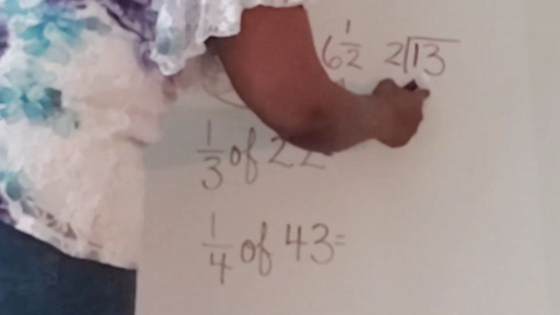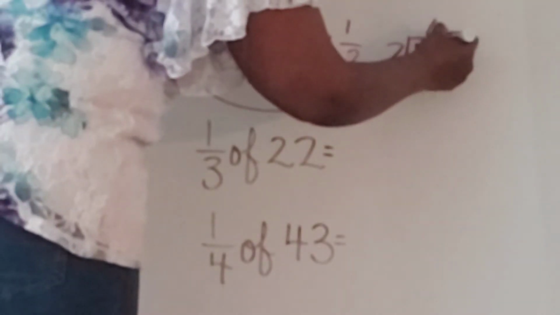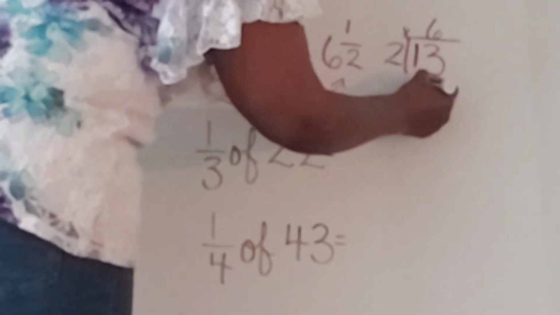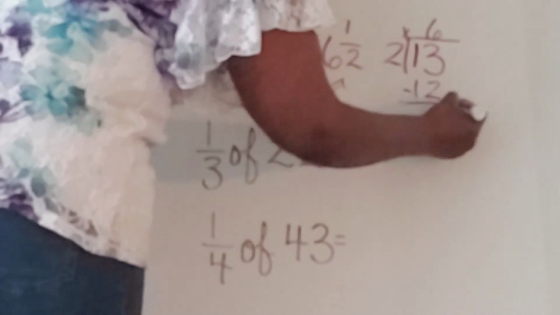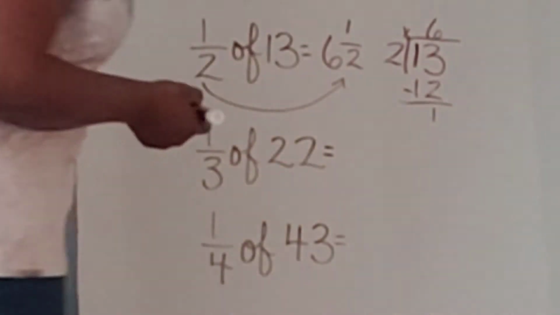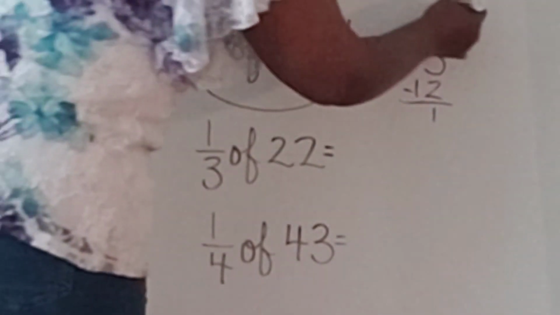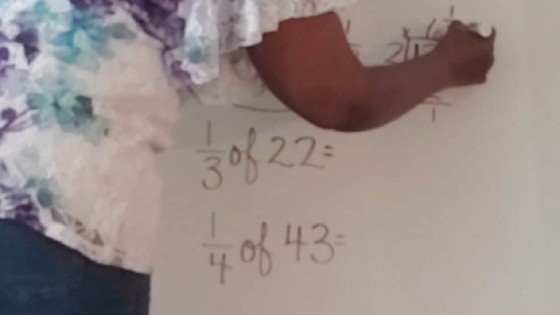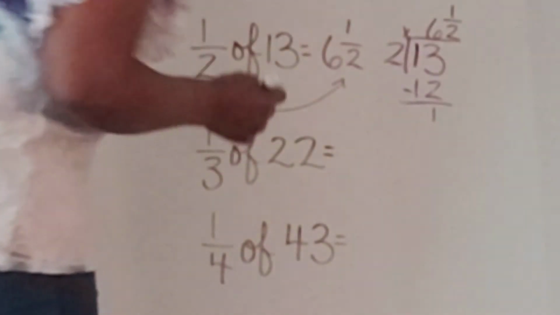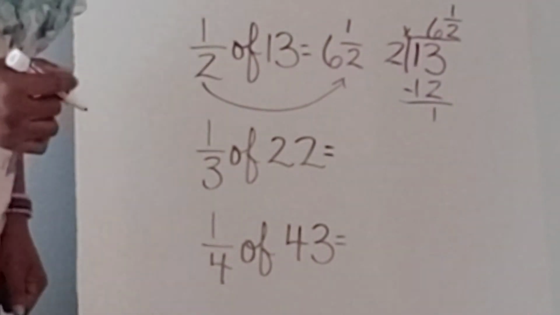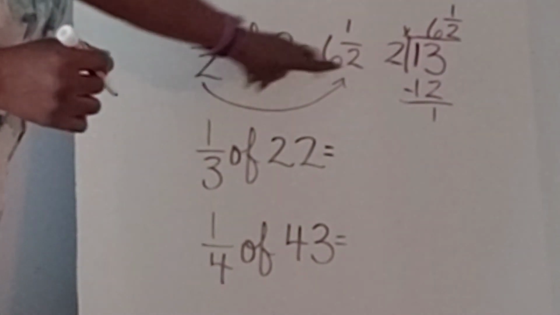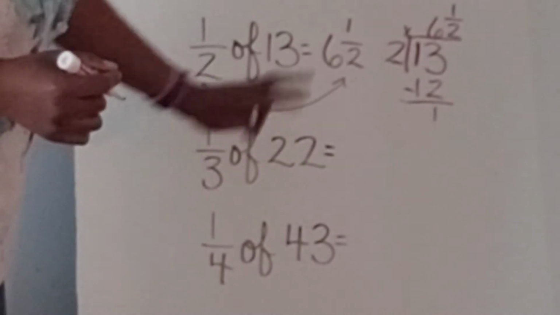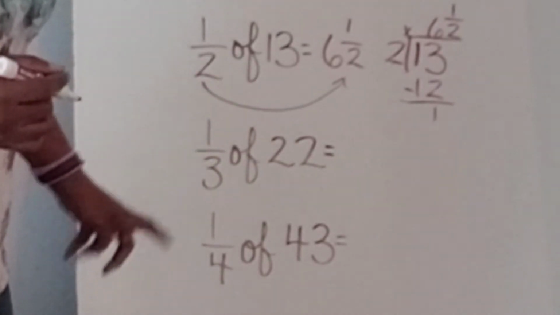How many 2s are in 13? There's 6. And then if we multiply, it's 12. We subtract, it's 1. And then how do we write it as a remainder? As a fraction. 1 is our numerator and 2, the divisor, is the denominator. That's the same thing that you're doing for these, except you don't have to divide. You're just doing it in your head. Okay, please look at that.